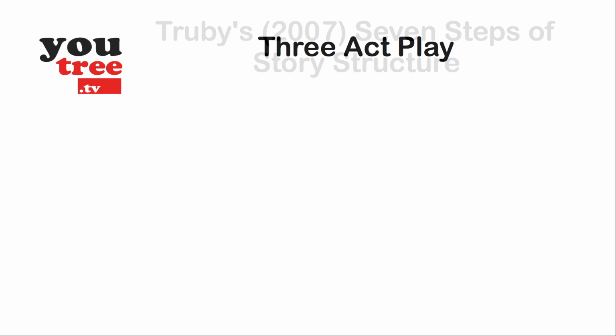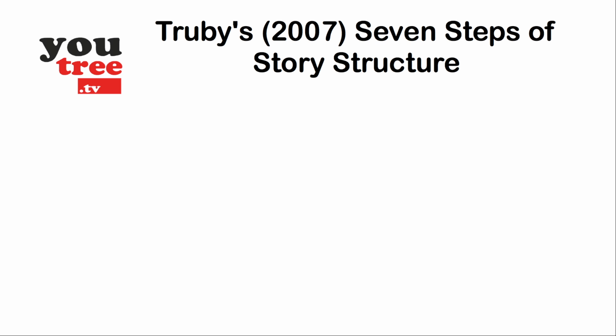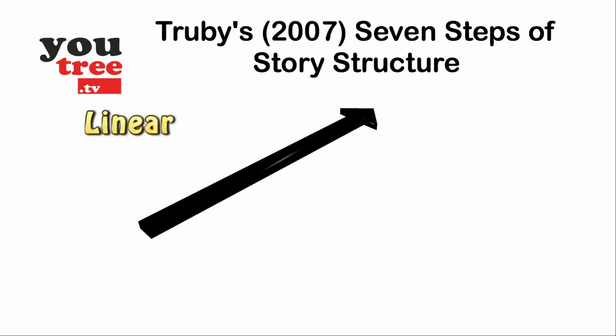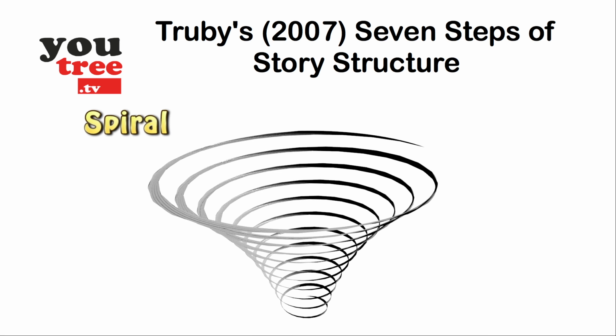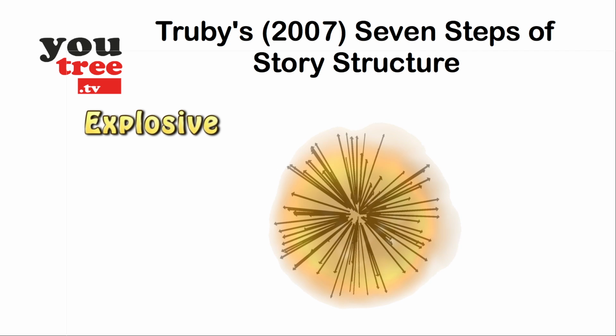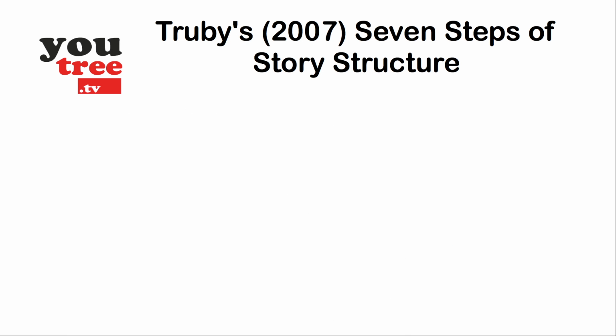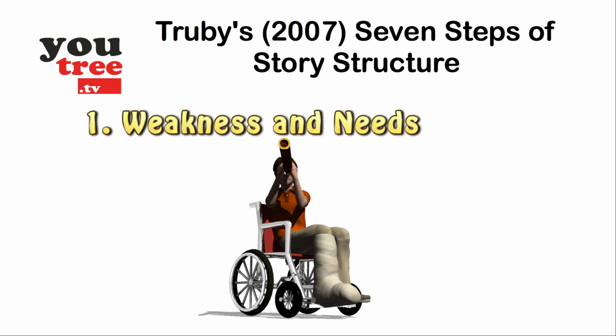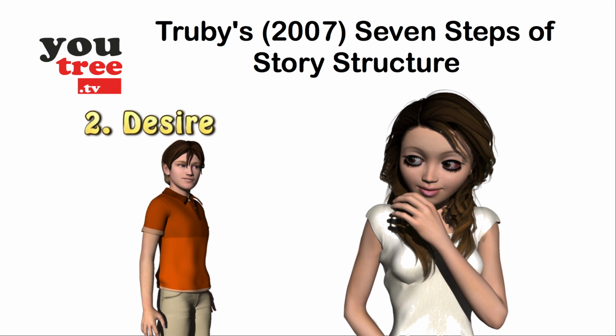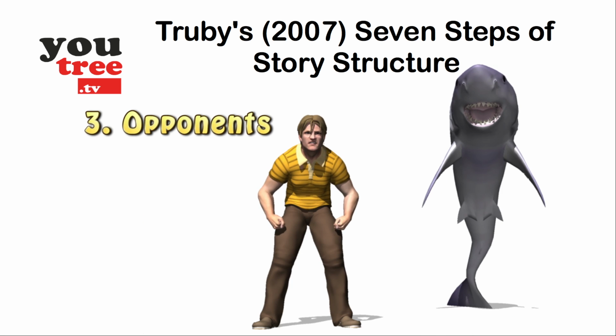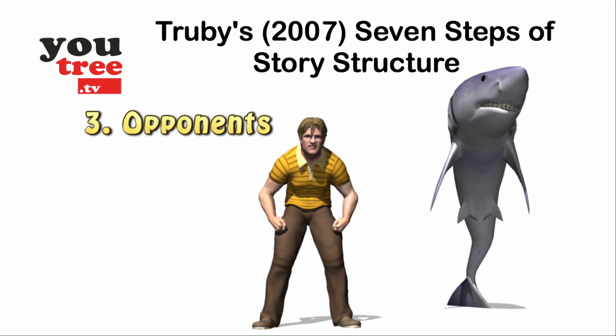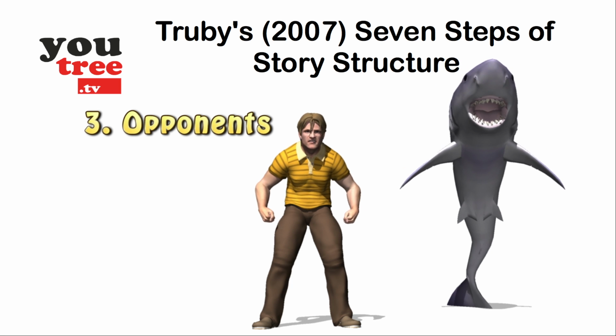Remember the gap. John Truby suggests that stories can have different movements or patterns from one another, including linear, meandering, spiral, branching, and explosive. Truby sees the story structure as containing 7 steps that the protagonist has to go through. First, weakness and needs, what is holding the hero back. Second, desire, what the hero wants. Third, opponents, who or what is going against the hero to stop him or her achieving their goal.